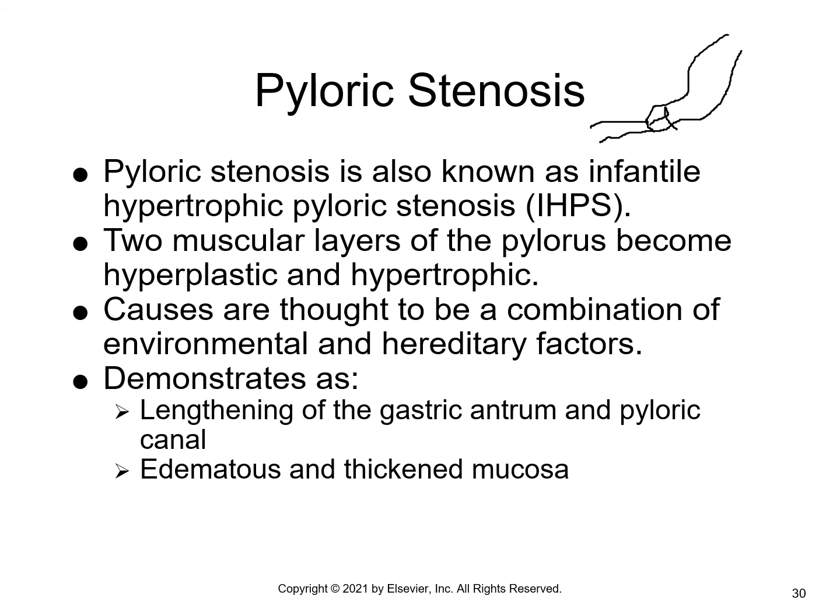The other thing is that there's normal measurements of how thick these muscles should be. And if the muscle measures greater than the normal measurements, again, it's going to be indicative of pyloric stenosis. These really need to be surgically corrected right away so that the baby does not basically starve.